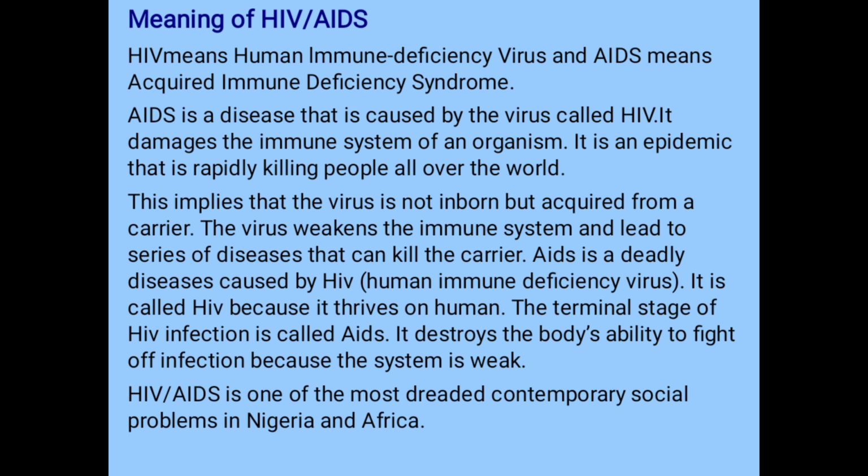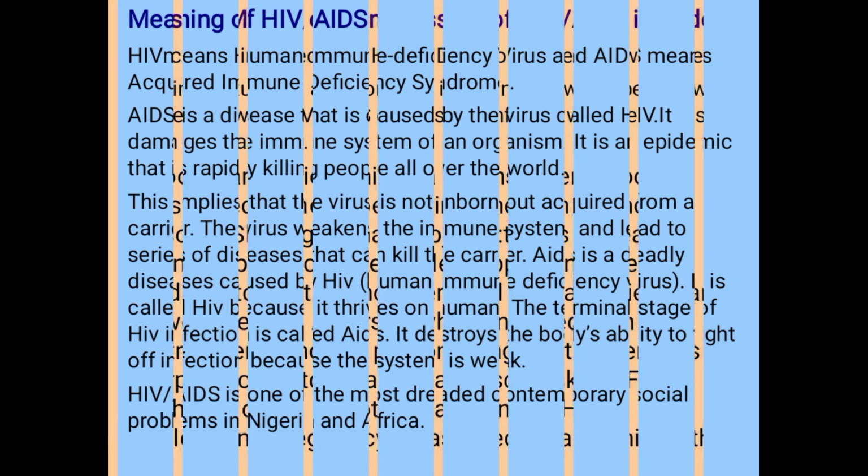The virus weakens the immune system and leads to a series of diseases that can kill the carrier. And we say AIDS is the deadly disease caused by HIV. The terminal stage of HIV infection is called AIDS. It destroys the body's ability to fight off infection because the system is weakened. HIV and AIDS is one of the most dreaded contemporary social problems in Nigeria and Africa as a whole.